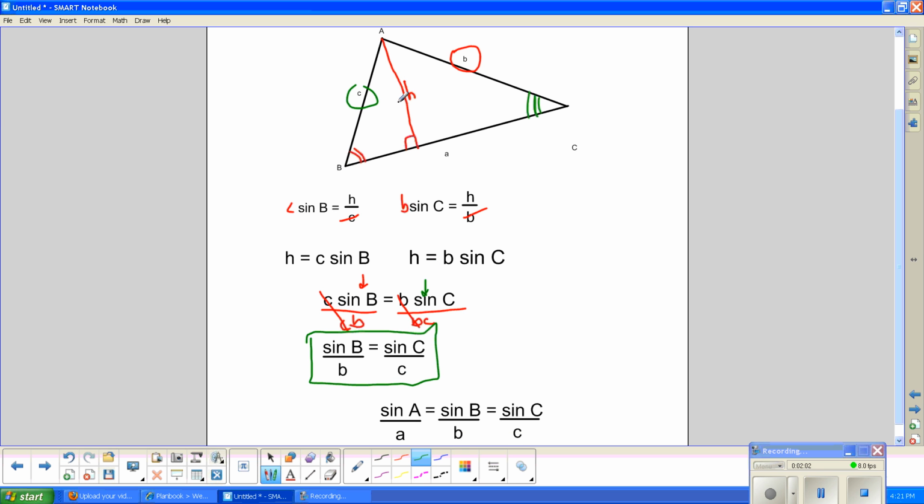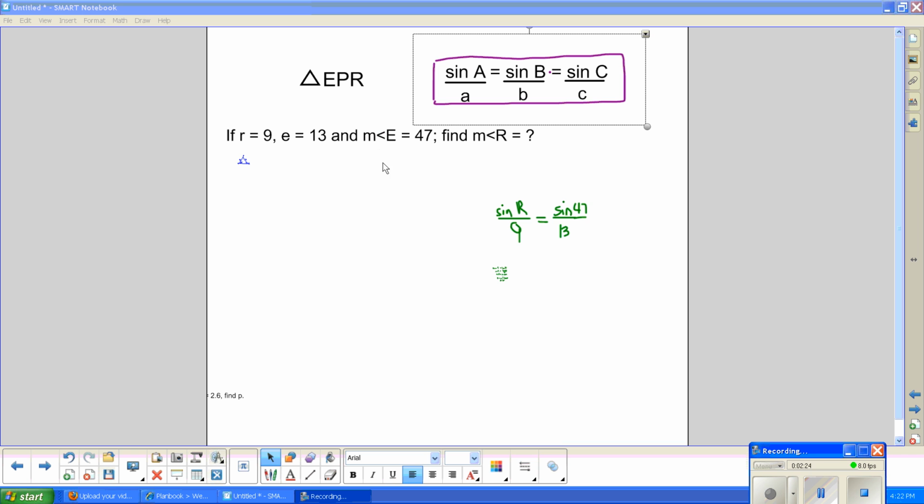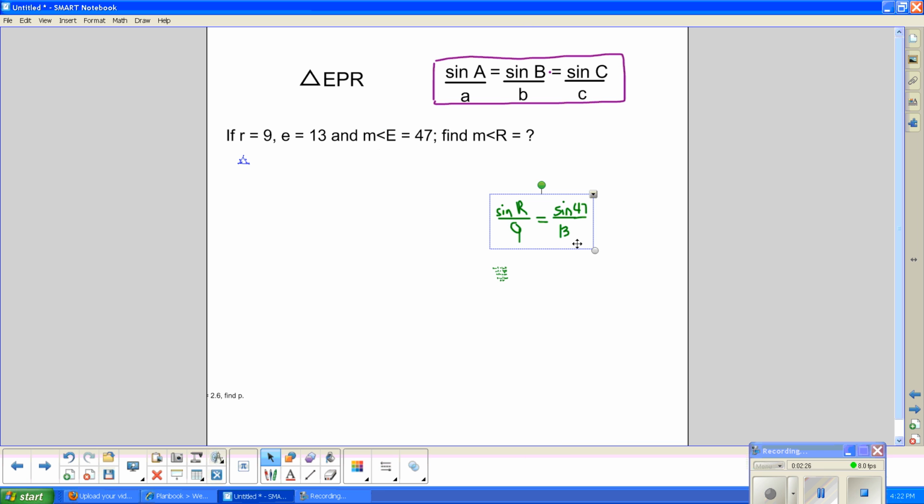Likewise, if I was to draw this triangle and draw the altitude from B, I could create the same proof, proving sine A over a equals sine C over c, and then likewise would equal sine B over b. And thus we have the law of sines. So pulling this to a new page, we have sine A over a equals sine B over b equals sine C over c for a triangle of ABC.